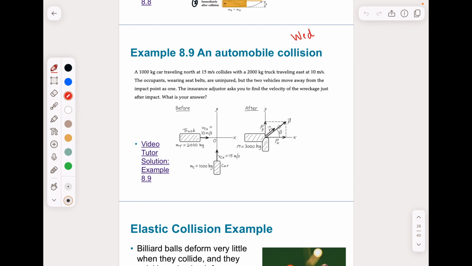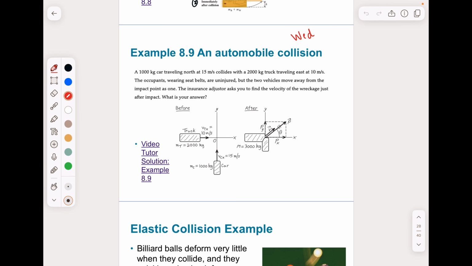And so we have two cars colliding. Okay, we have a collision going on. These cars are moving in different directions. So we're going to have an x and a y, and we're going to have components in the x and the y of velocities, and thus momenta. So the car and the truck collide.